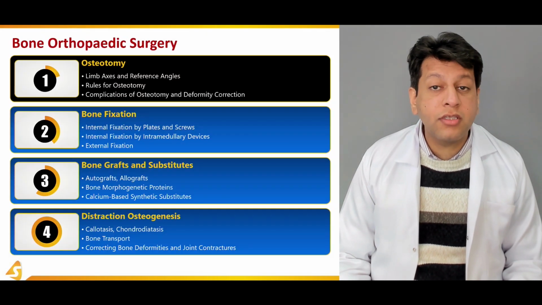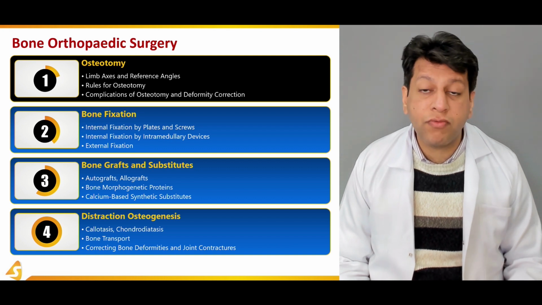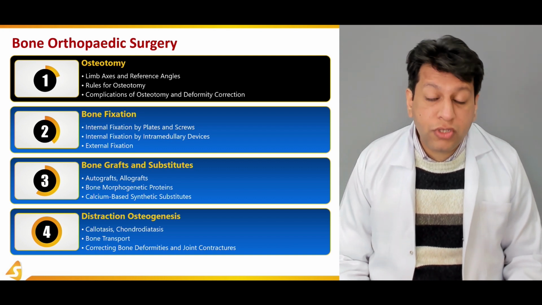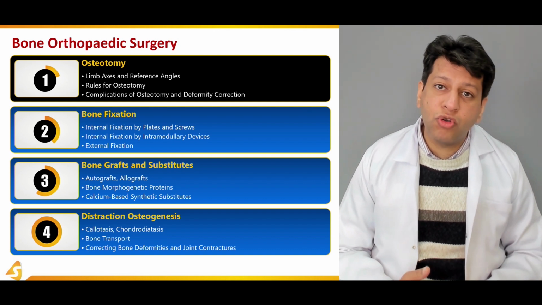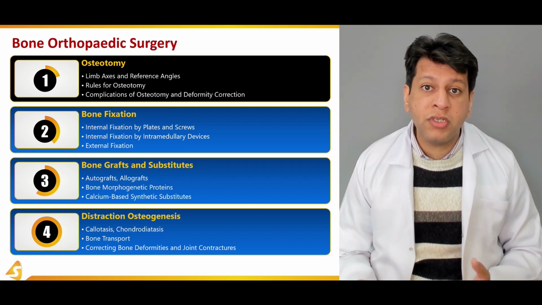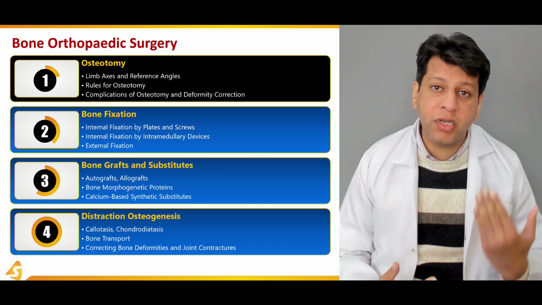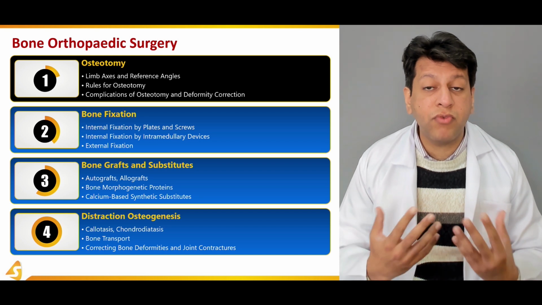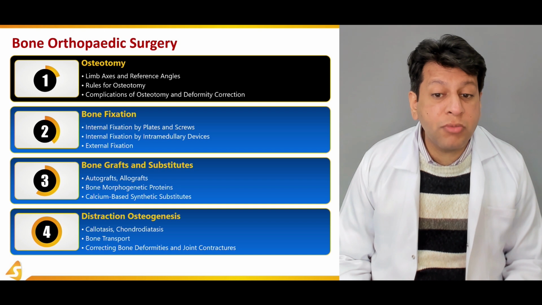Briefly, we'll be discussing in this section the limb axis and its reference angles which are used, especially in the case of lower limb. Rules of osteotomy, that is, when we have to perform a certain osteotomy, whether it has to be open wedge or closed wedge, how to calculate CORA and where to perform it, whether above the deformity or below the deformity, do we have to perform multiple osteotomies at a time, and then complications of osteotomies and deformity corrections.